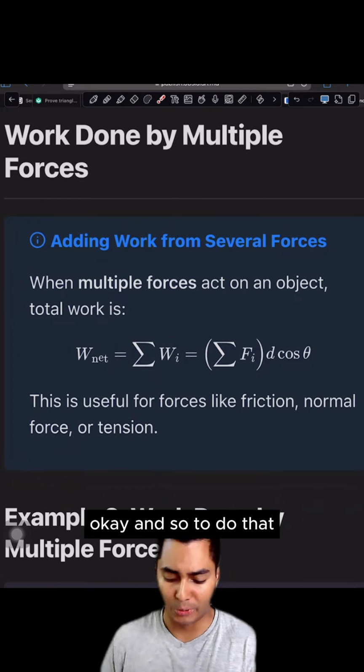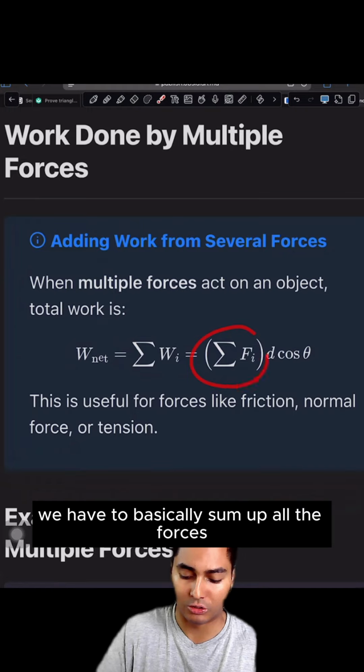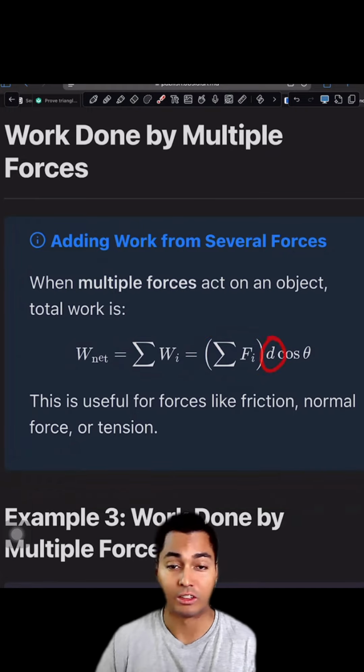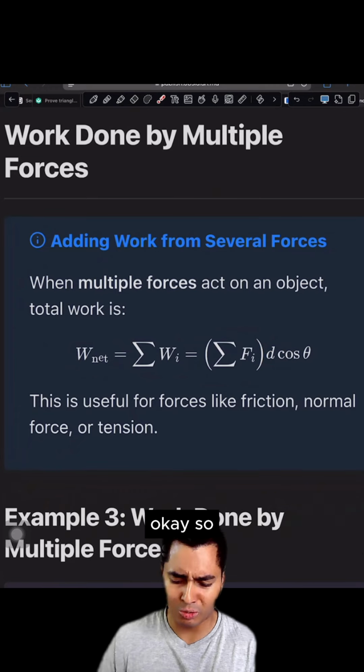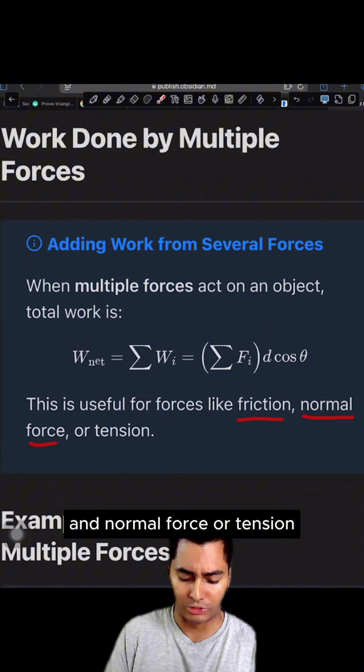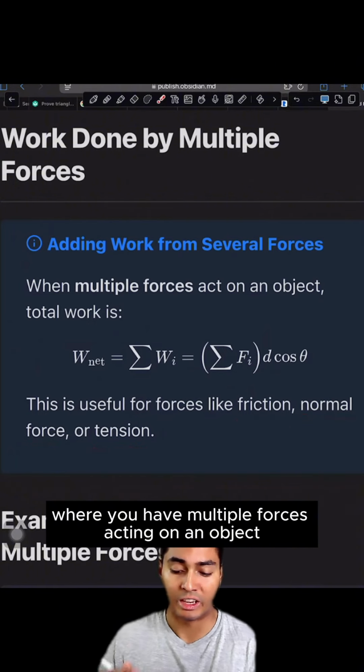Net work. Okay, and so to do that, we have to basically sum up all the forces and then multiply it by that distance that it's acting on. Okay, so this is going to be common in forces like friction and normal force or tension, where you have multiple forces acting on an object.